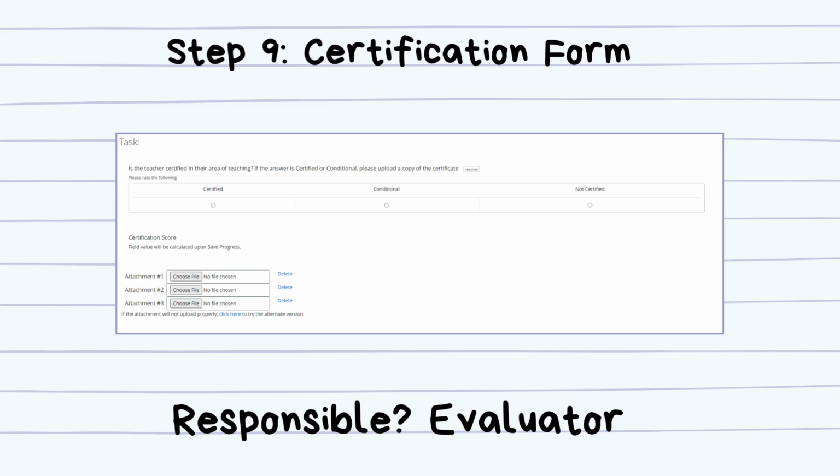The next step is the certification form. The teacher should present to the evaluator a copy of their certification. The evaluator will then state whether or not the teacher is certified in their specific area of teaching. A copy of the certificate may also be uploaded within this form.